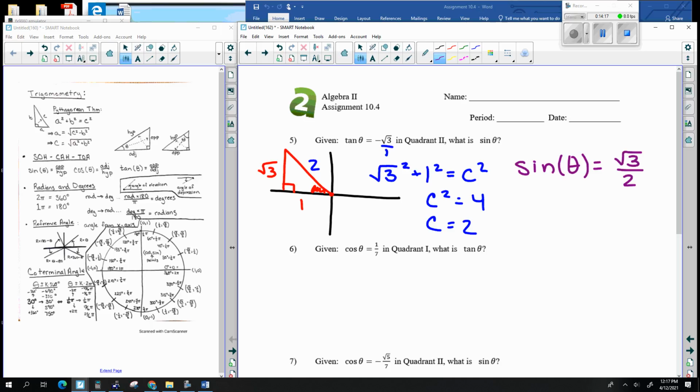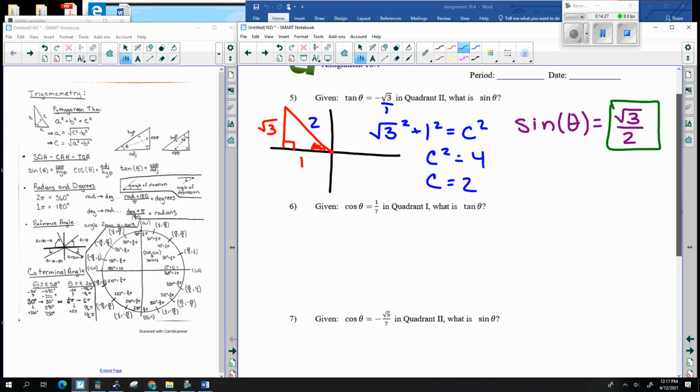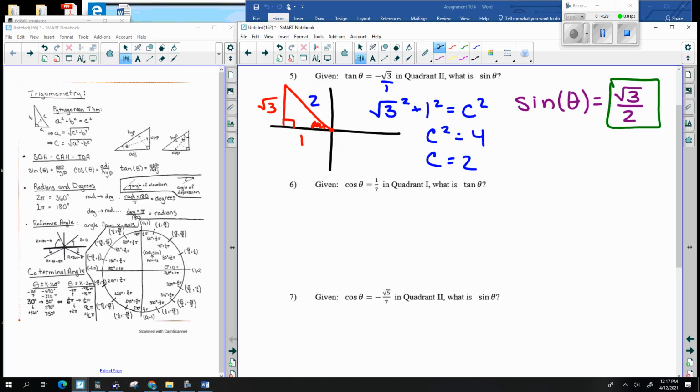In quadrant 2, sine is positive, so that is positive. There you go. Okay, quadrant 1, where everything is positive.